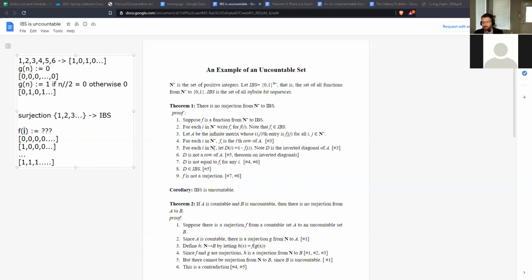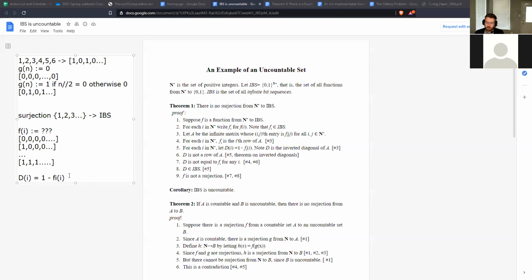Now for each i in the positive integers, we're going to define a new function. I'm going to call it D. This is literally the same thing we did for the reals, just worded a little differently. I'm going to define D of i to be 1 minus f sub i of i. This means D is going to be the inverted diagonal of A. Take the first row and the first digit. It's going to be 1 minus whatever that is. So 1 minus 0 is 1. 1 minus 0 is 1. 1 minus 1 is 0. It's going to make some sequence.